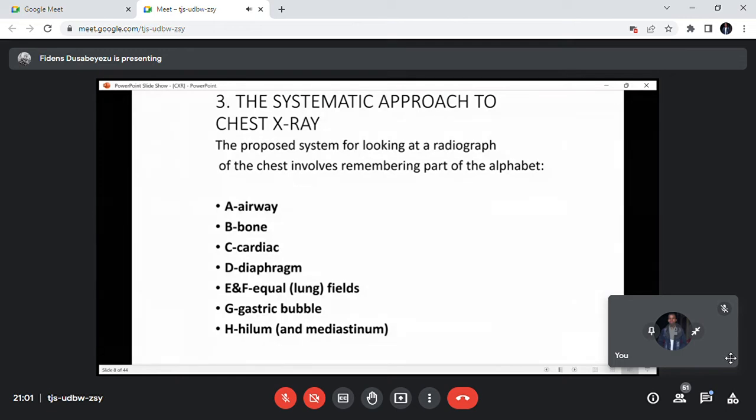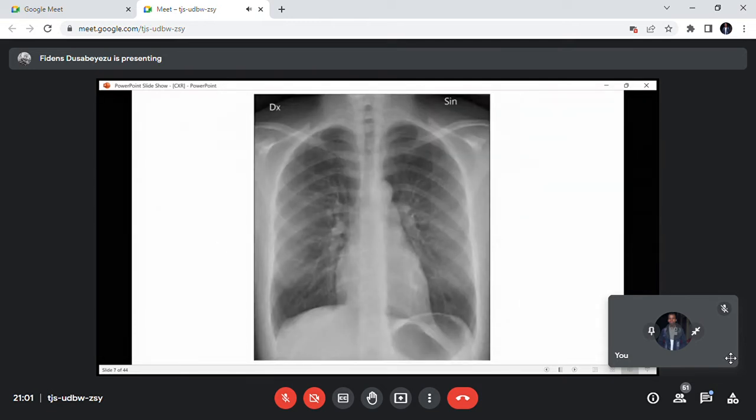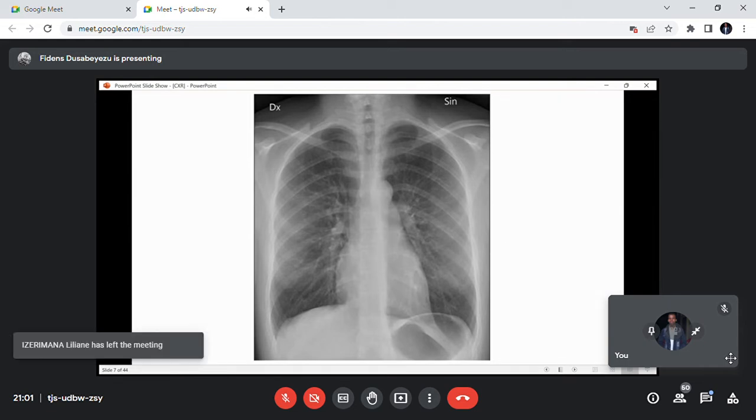But I'm going to teach you what we do in practice, not only in the surgical department where I work, but in Rwanda or even in other countries. A very simple system you should know, a simple one without passing through A, B, C, D as if you are in nursery school. So the practical method we use in chest radiograph, we just check for only 4 things. Only 4. 1, 2, 3, 4.